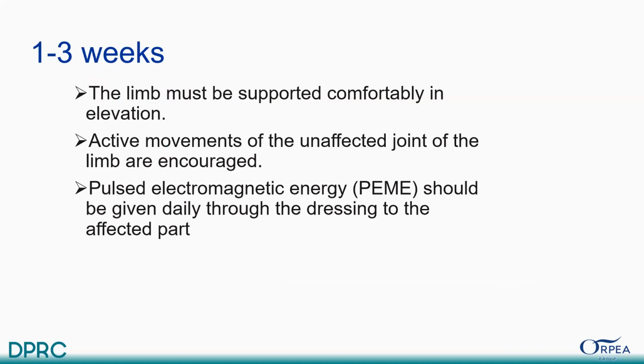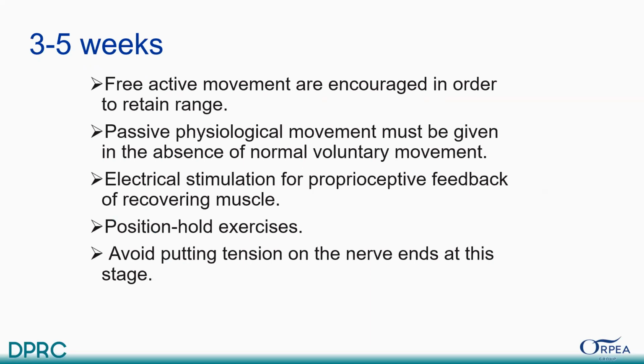In the first 1 to 3 weeks, the limb must be supported comfortably in elevation. Active movements of the unaffected joints of the limb are encouraged. Pulsed electromagnetic energy should be given daily through the dressing to the affected part. At 3 to 5 weeks, free active movements are encouraged in order to retain range.